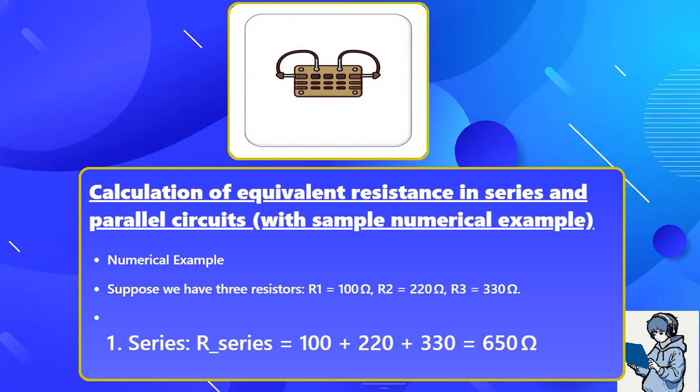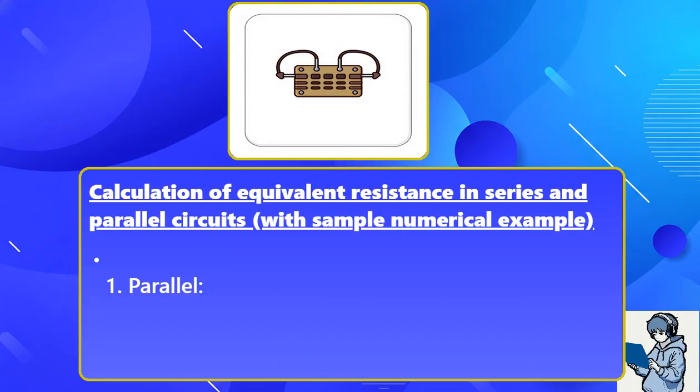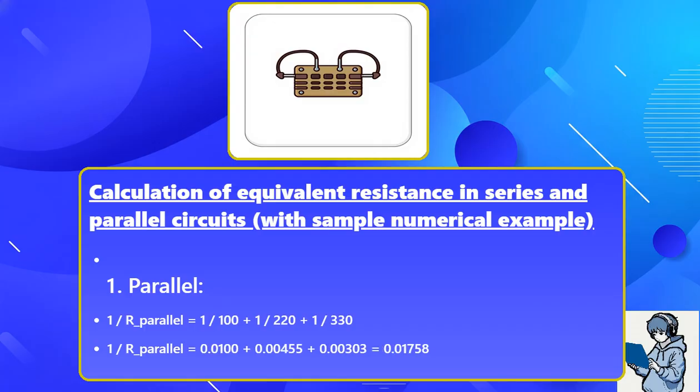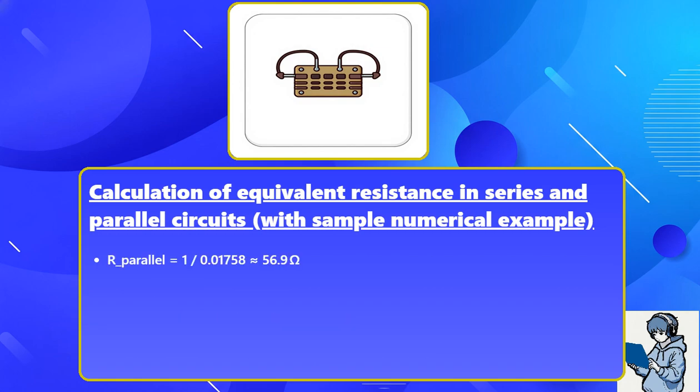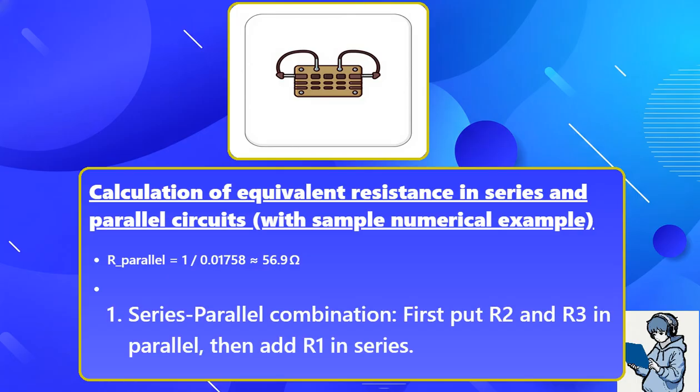Step 1: series. R series equals 100 plus 220 plus 330 equals 650 ohms. Step 2: parallel. 1 over R parallel equals 1 over 100 plus 1 over 220 plus 1 over 330. 1 over R parallel equals 0.0100 plus 0.00455 plus 0.00303 equals 0.01758. R parallel equals 1 divided by 0.01758, approximately 56.9 ohms. Step 3: series parallel combination.